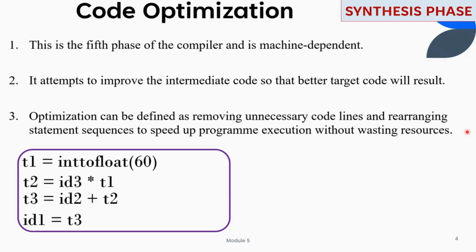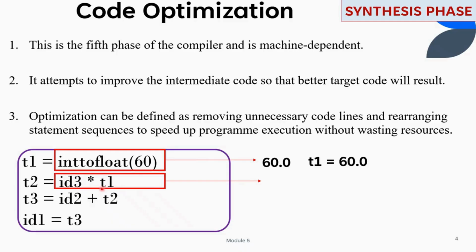The first instruction, that is the first 3AC instruction, is T1 = int to float 60. This can be converted into 60.0. Thus, the instruction can be rewritten as T1 = 60.0. Now, this value 60.0 can be directly substituted at this point. Hence, my next instruction will be T2 = ID3 * 60.0.